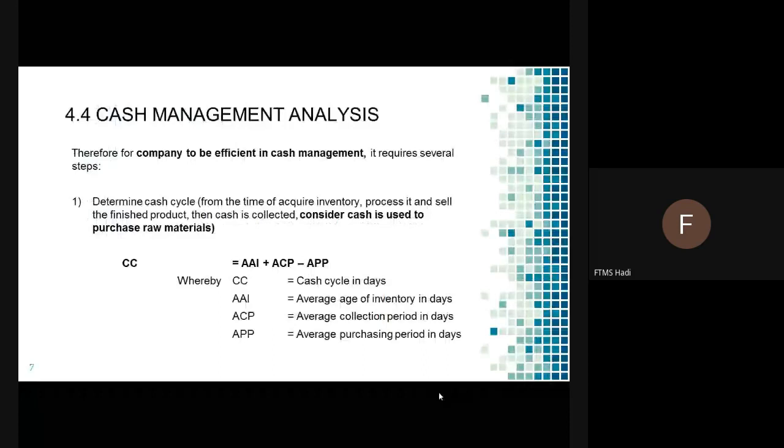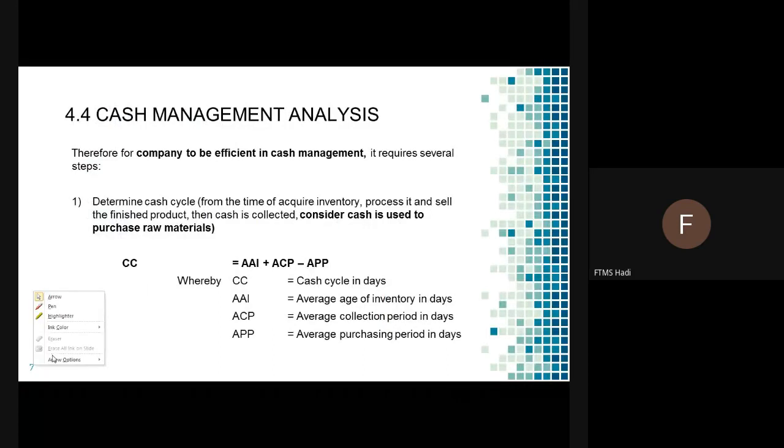As you can see here, CC is equal to AAI, average age of inventory in days. We're talking about inventory. ACP, collection period, is based on the customer. And the last one, purchasing period, is more on the supplier. Okay, right.